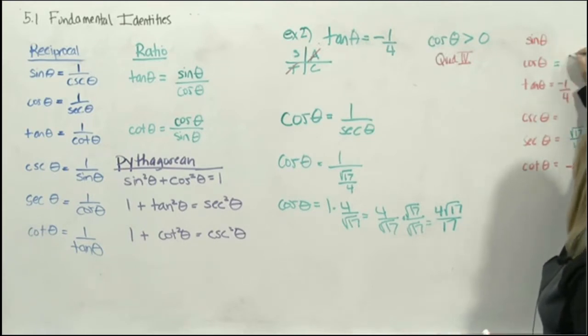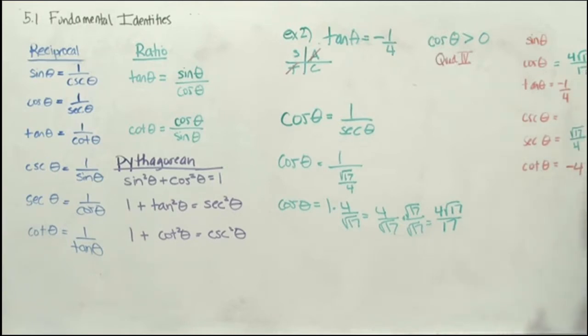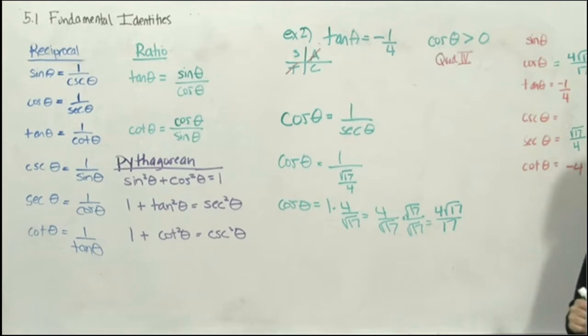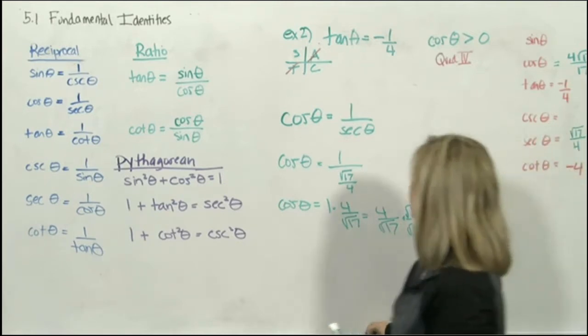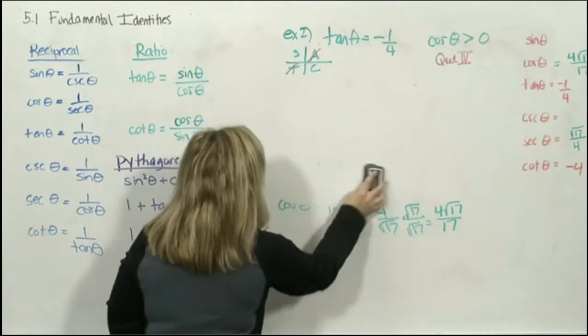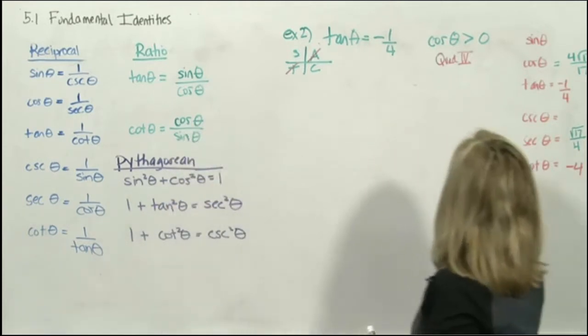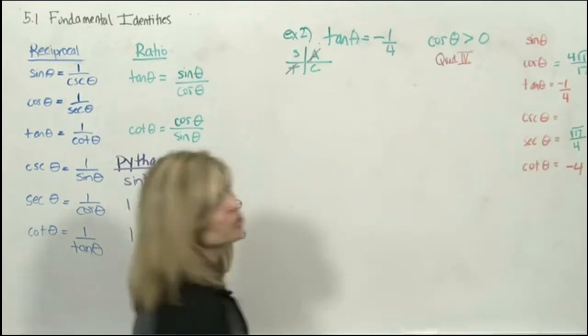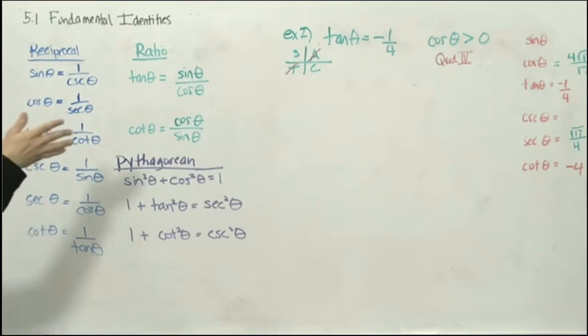So now I know what cosine is. 4 square roots of 17 over 17. We know we're in quadrant 4. We know cosine's positive. There's all the algebra that proves it. All right, 2 left. We still have to find sine and cosecant. Any suggestions? What would you like to do? There is no right or wrong. You now know 4 trig functions.